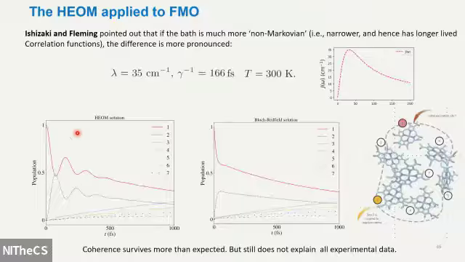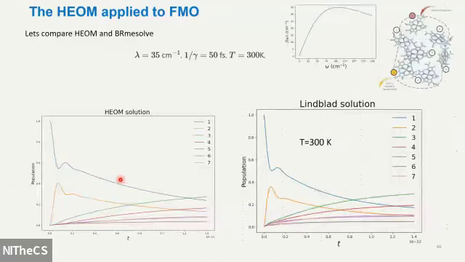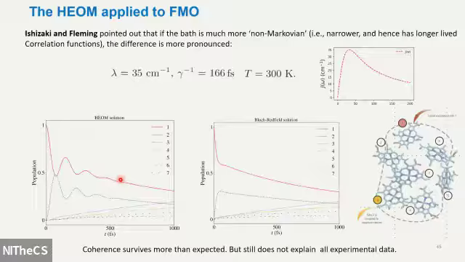On the other hand, the hierarchy solver gives completely the opposite. These coherent oscillations increase as we increase the memory time of the environment. This was the logic that Ishizaki and Fleming put forward, that maybe this environment is non-Markovian and maybe it helps these oscillations persist. However, it still doesn't explain these strange 77 Kelvin, very long time periodic oscillations. So there was still a lot of debate in the literature whether there was some other way to explain that.